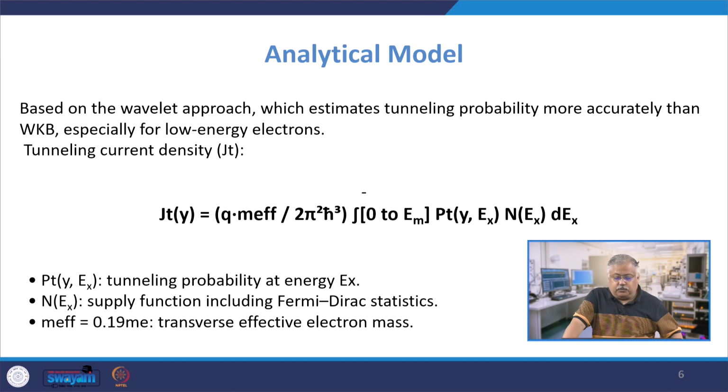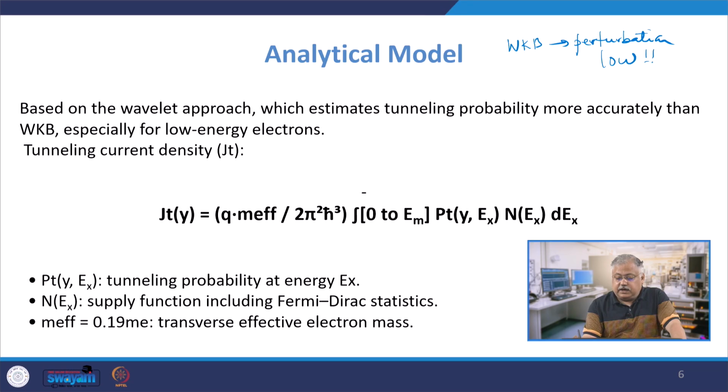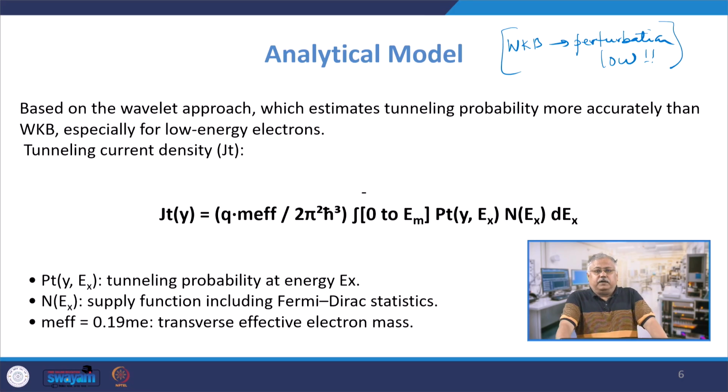Now, let us take up the wavelet approach, which is an approach that is more accurate as compared to a WKB approximation model, especially for low energy electrons. Now, WKB approximation inherently assumes that your perturbations are very low, or that second order perturbations are low enough, right. But that is not always the case, right. There will always be some perturbation available. So, I want to find the tunneling probability through this region using a wave function approach.